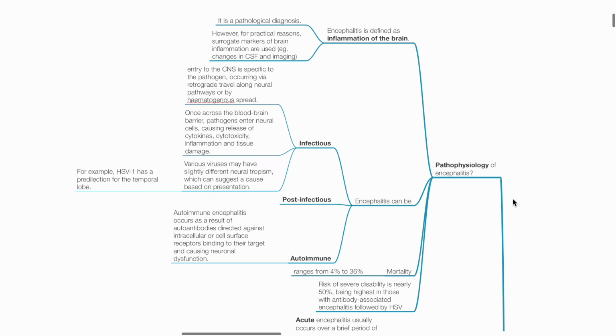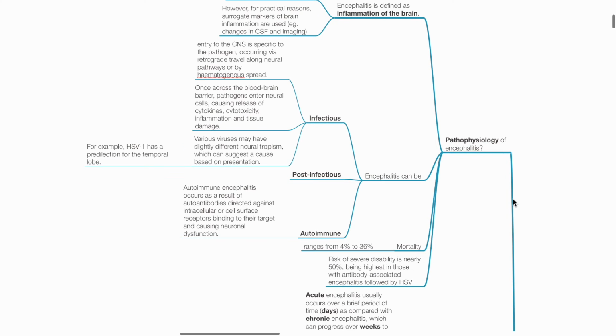What is the pathophysiology of encephalitis? Encephalitis is defined as inflammation of the brain. For practical reasons, surrogate markers of brain inflammation are used, such as changes in CSF and imaging. Encephalitis can be infectious, post-infectious, or autoimmune. Mortality ranges from 4 to 36%. Risk of severe disability is nearly 50%, being highest in those with antibody-associated encephalitis followed by HSV infection.